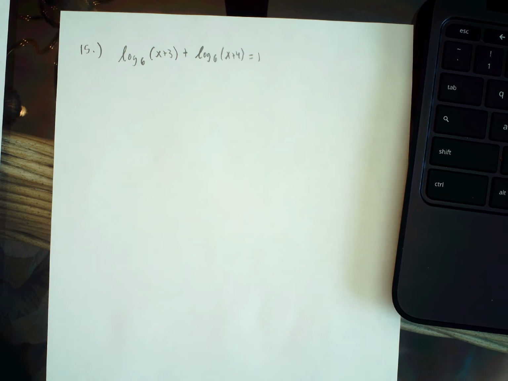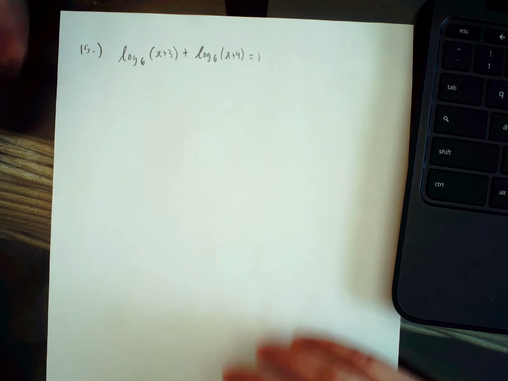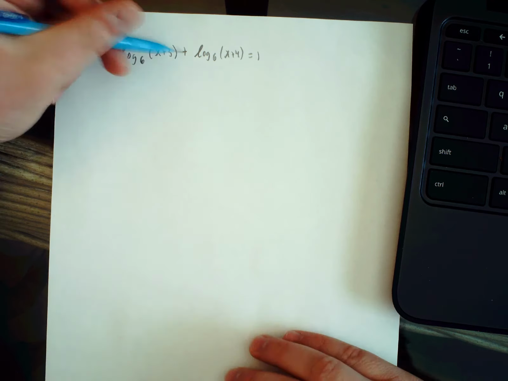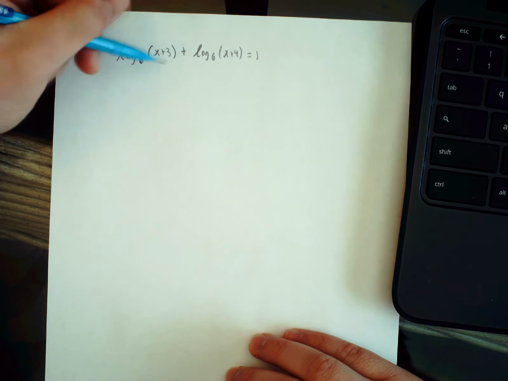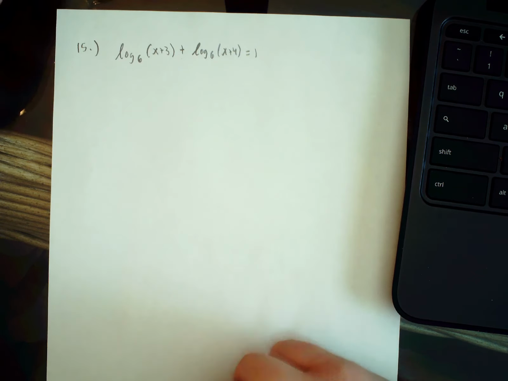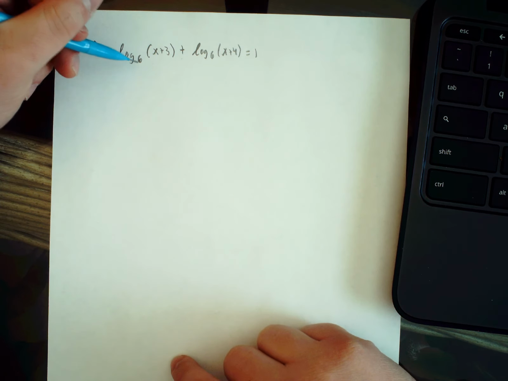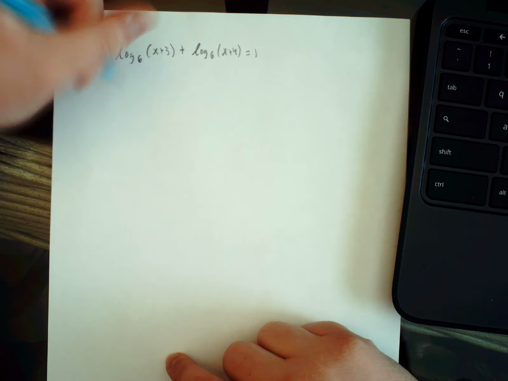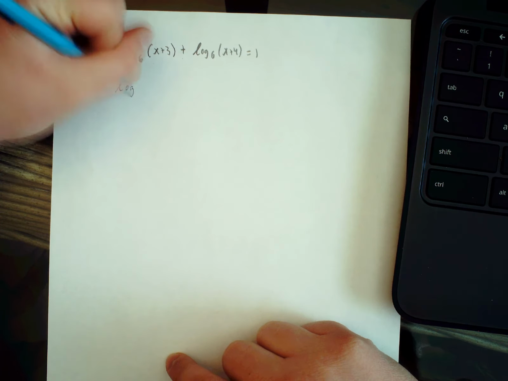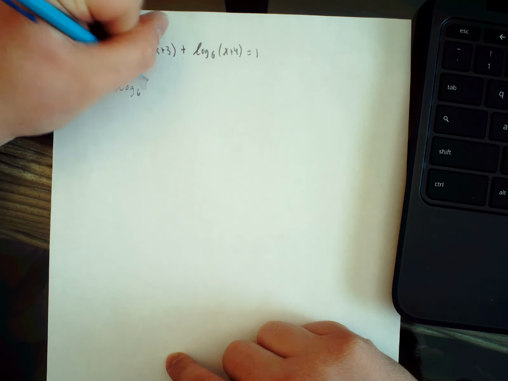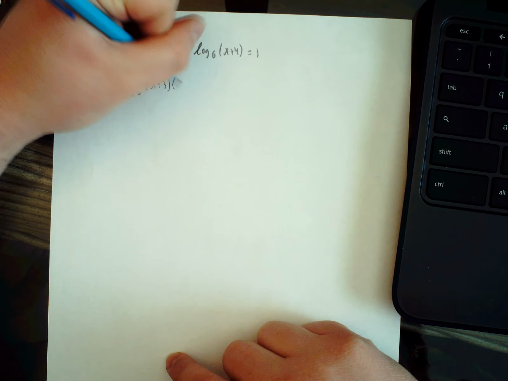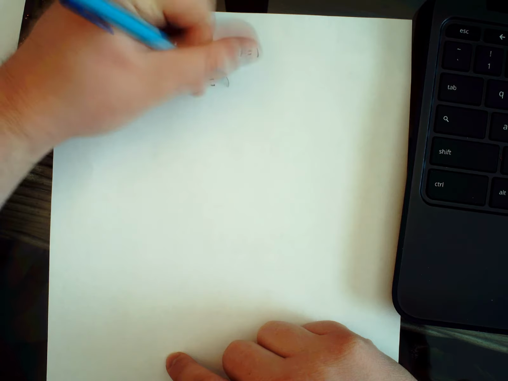All right, the next one is number 15, log base 6 of x plus 3 plus log base 6 of x plus 4 equals 1. Now, we're going to condense it. When we condense it, remember we're making it smaller. And because of this addition, that tells me that this and this are going to get multiplied together. And I can do this because there's the same base here, 6 and 6. So I'm going to condense this into log base 6 of (x plus 3) times (x plus 4) equals 1.